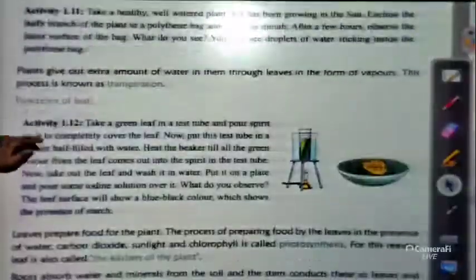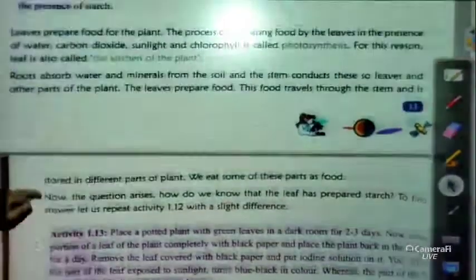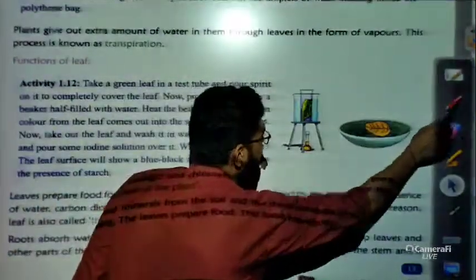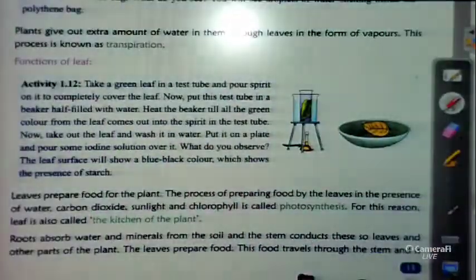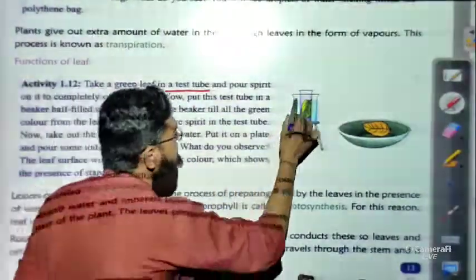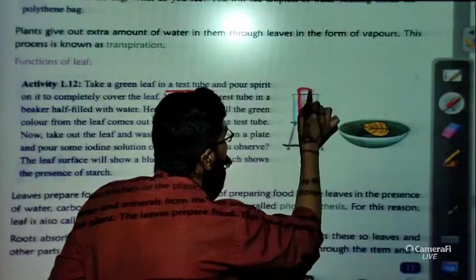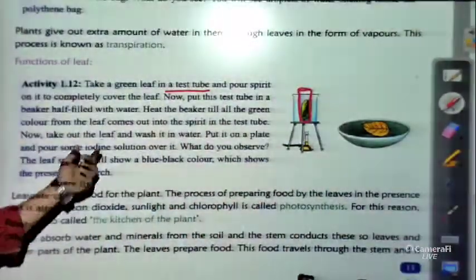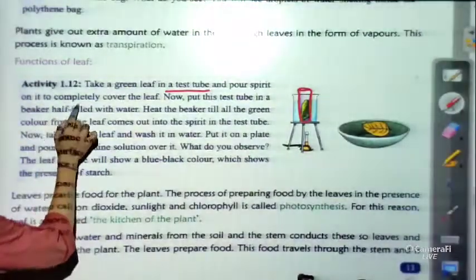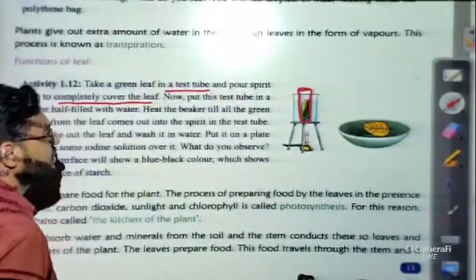Now just have a look at the functions of leaves. What are the functions of leaves? Another activity is there. Take a green leaf in a test tube. Test tube means you can see this kind of structure. So we have taken a green leaf inside a test tube and pour some spirit on it so that it completely covers the leaf.